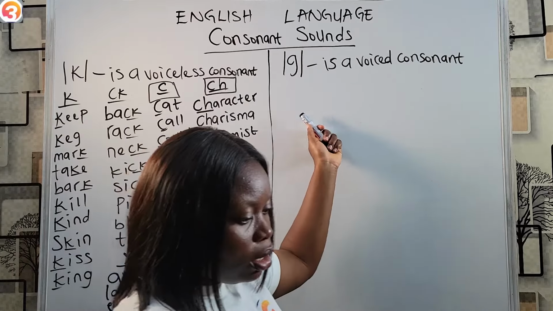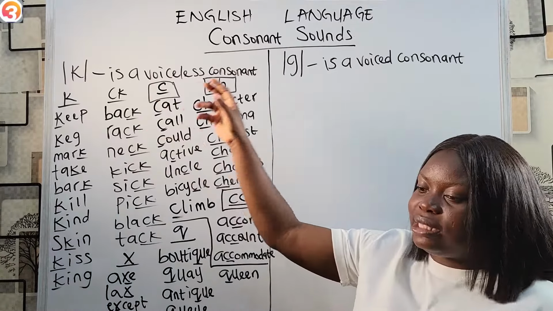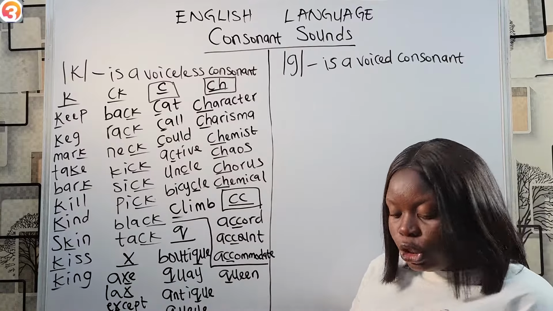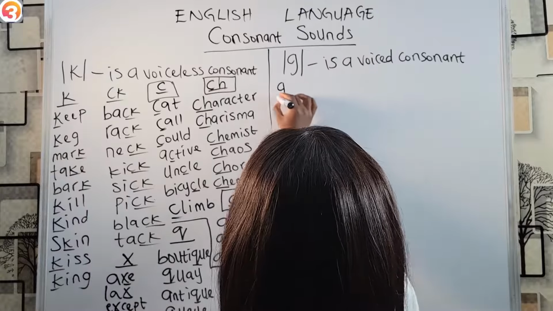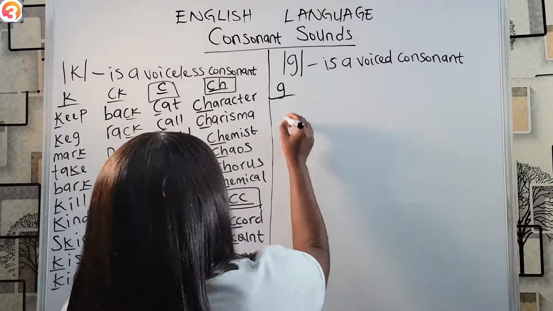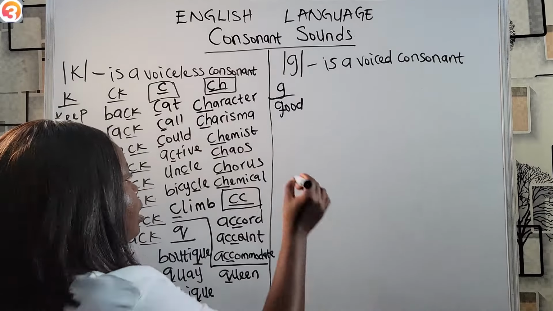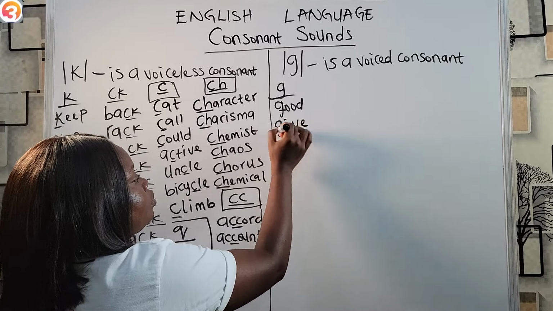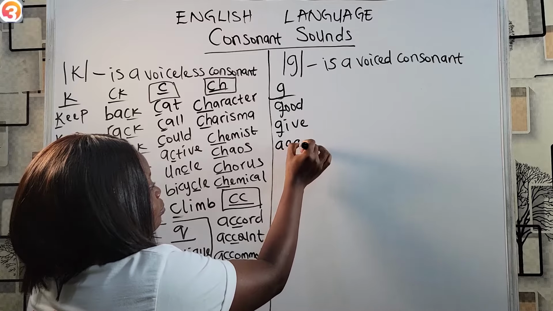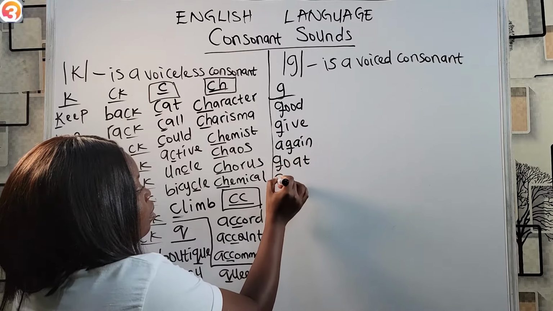Now we move to G, the voiced consonant G. This is voiceless, this is voiced. This consonant can be found in words containing, obviously, letter G. An example now, we have good, give. Words like this. Words like again, goat, agree.